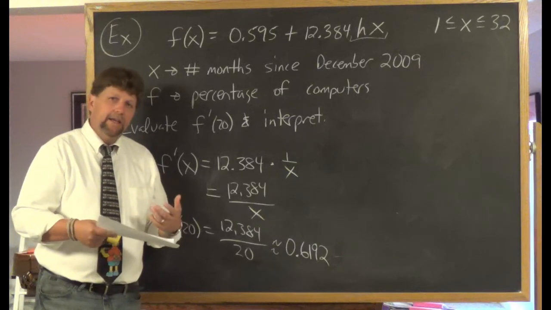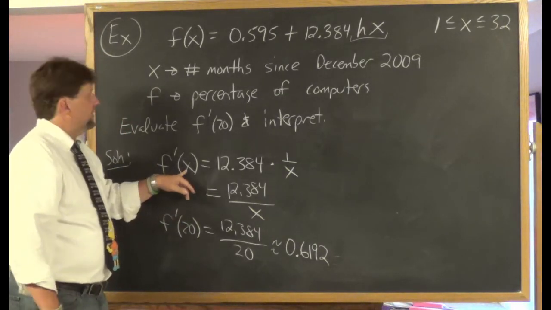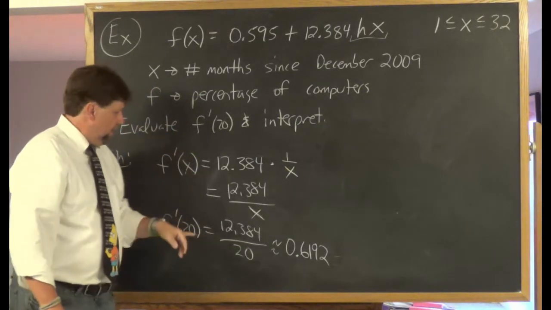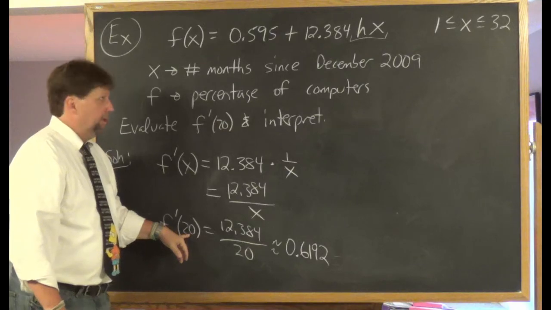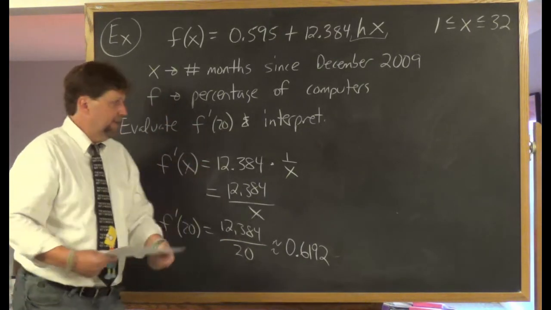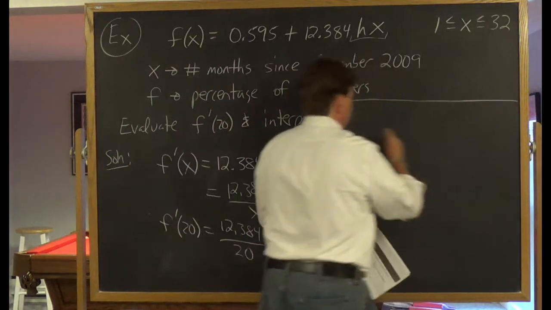Now let's think about the interpretation. See, 20 is in place of x. X is the number of months since December 2009. So I guess this 20 would mean 20 months since December 2009. Let me start writing down this interpretation right here.